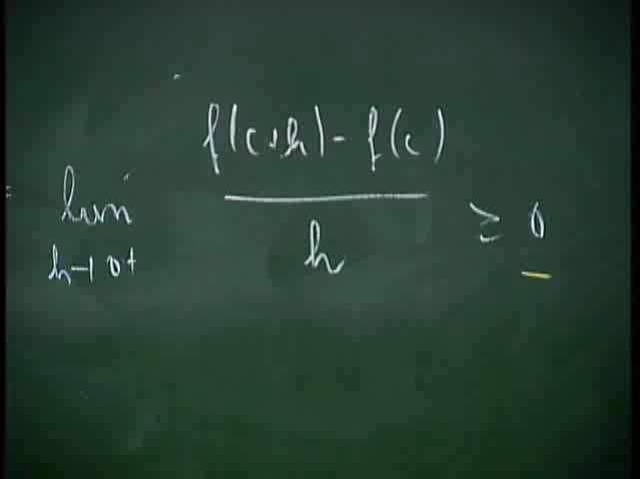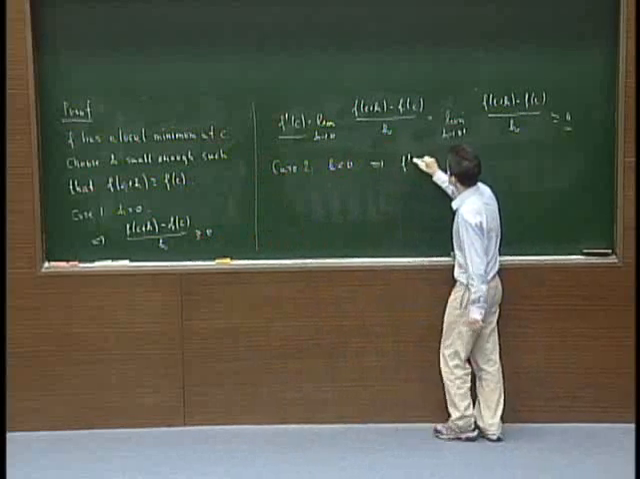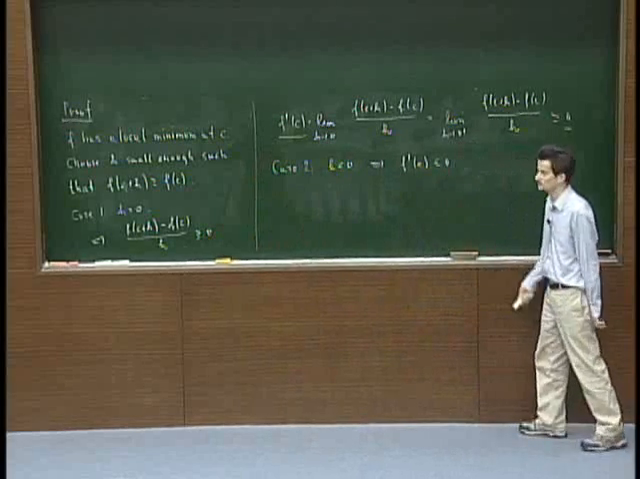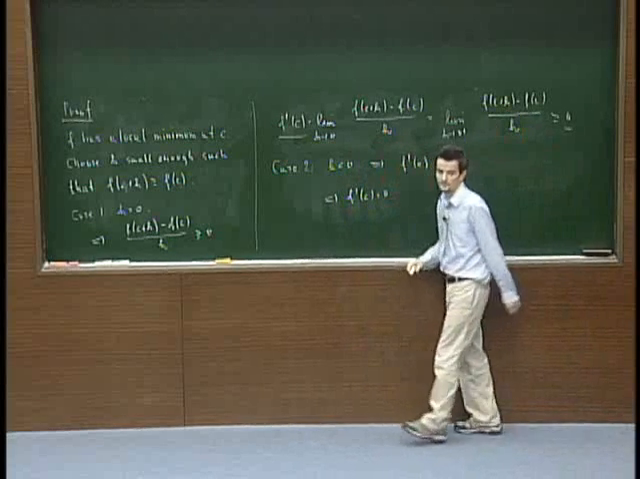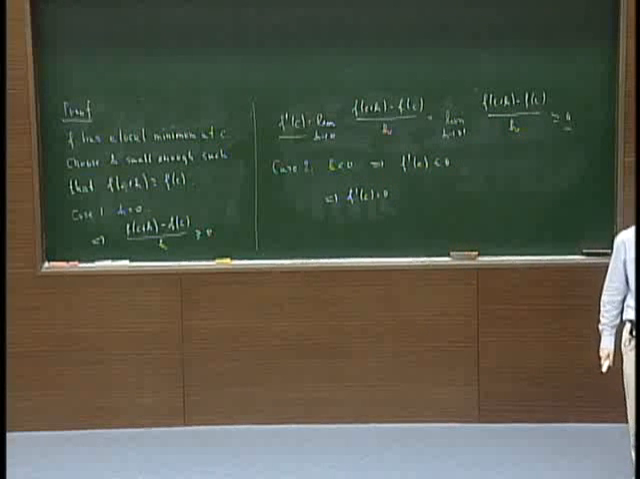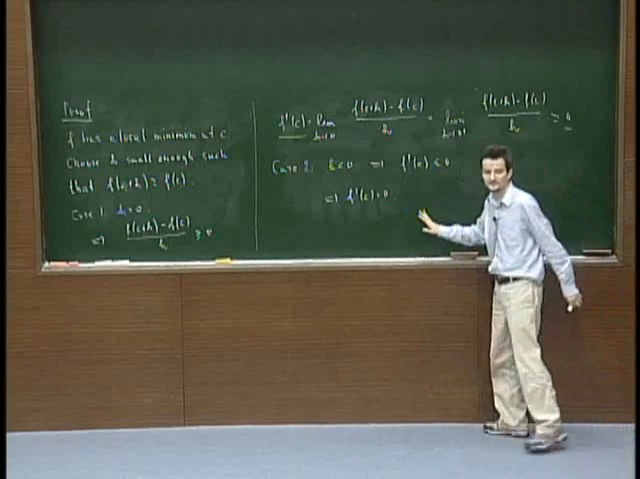And now if I look at the second case, where I consider h which are smaller than 0, then I just get the same result, but the inequalities are all in the other direction. So then I get that the derivative of f at c is smaller or equal than 0. But combining those two, I see that the derivative of f at c is equal to 0. This is what I wanted to prove. Of course, the proof is rather simple because if you look at the graph of the function, everything is clear. Any questions to this?